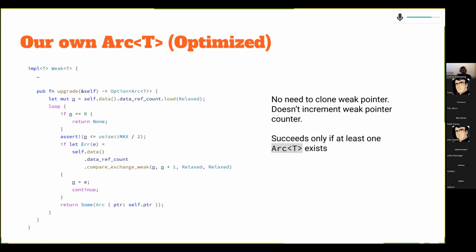If this counter, the data ref count, is 0, meaning there is no T on the heap because it would have been deallocated, we just return None in that case. So even though you have a weak pointer and you upgrade it, you cannot use the underlying type T because it's been deallocated.